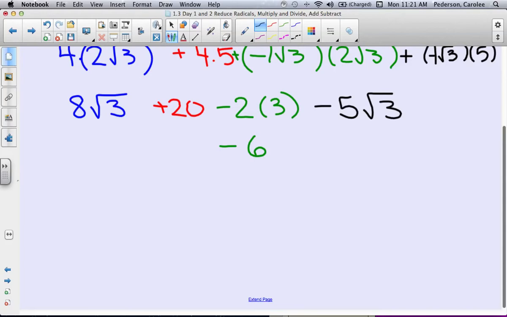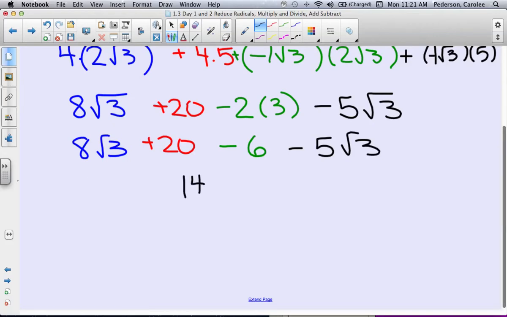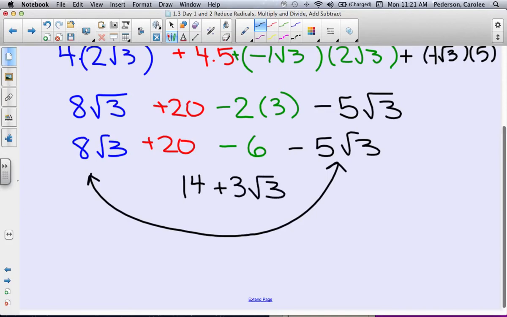And I'll just bring everything else down. So 8 square roots of 3 plus 20 minus 5 square roots of 3. The middle terms are like terms. 20 minus 6 is 14. And then the outermost terms, these two, are like radicals. So we take the coefficients. 8 minus 5 is 3. And then square root of 3 comes along for the ride.